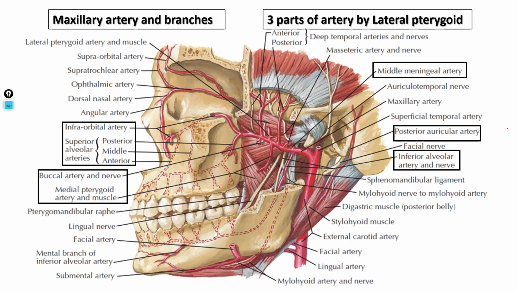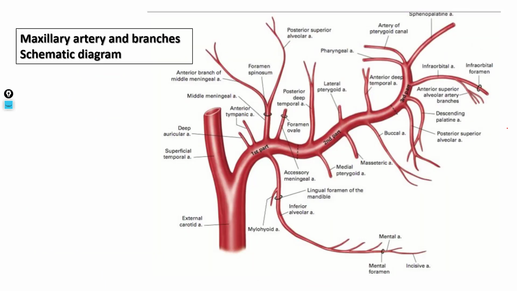Right? So here in this picture we can see the branches of the different parts of the maxillary artery. So which muscle divides the maxillary artery into three parts? Lateral pterygoid muscle, right? So this is a schematic diagram of the maxillary artery showing all the branches.